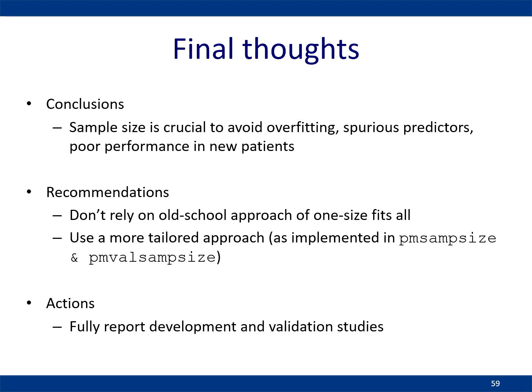So finally, in conclusion, sample size is absolutely critical to avoid overfitting, spurious predictor relationships, and essentially poor performance in new patients. We'd recommend that you don't rely on old school rules of thumb and that one size fits all approach, and rather head towards a more tailored approach. I've shown examples implemented in PM sample size. And finally, please fully report your development and validation studies, and you can use guidelines to help with that. Again, Gary will talk more about this tomorrow.